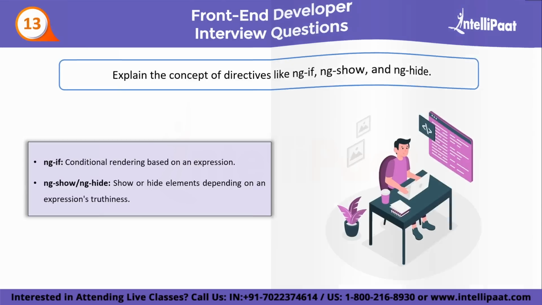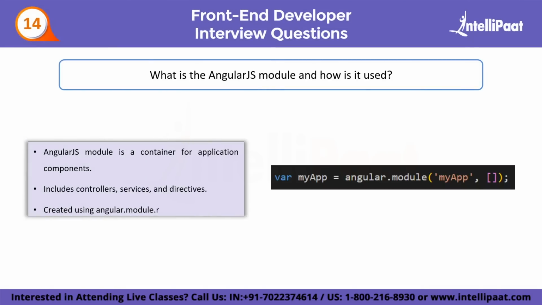Moving on to the next question. What is the AngularJS module and how is it used? The answer to this question is, in AngularJS, a module is a container for different parts of your application, such as controllers, services, directives, filters, and configuration information. It helps in organizing and managing various components of your application by providing a way to declare, configure, and assemble them together. In order to create a module, you need to use the angular.module function.